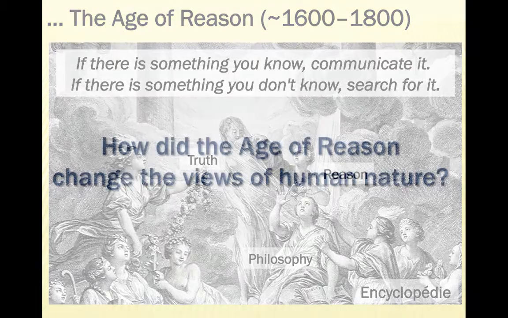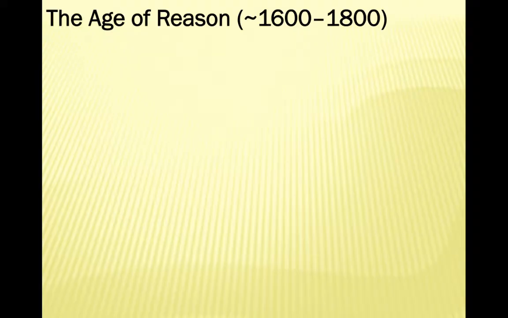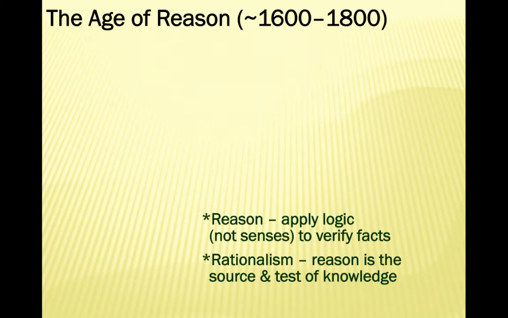And so we ask, how did the Age of Reason change the views of human nature? Now let's get down to brass tacks here. The Age of Reason began around the beginning of the 17th century with the development of the scientific method. And reason is essentially when one applies logic, but not the senses, to verify facts. Now, rationalism is the methodology used to discover truth through intellect and deduction. Reason, therefore, is the chief source and test of knowledge.